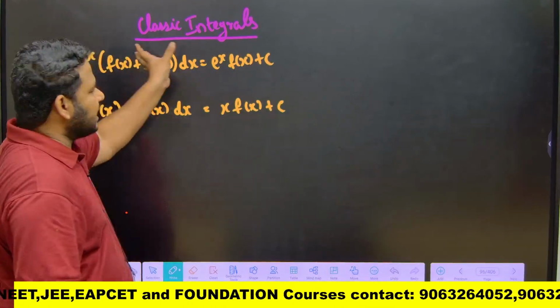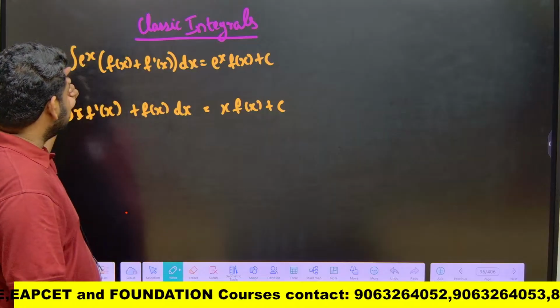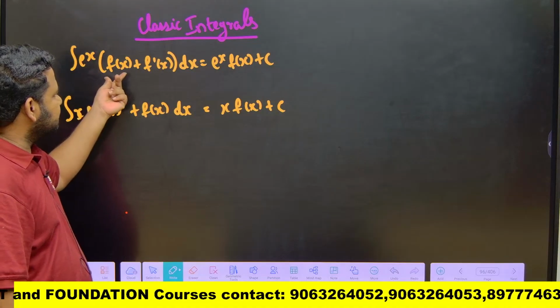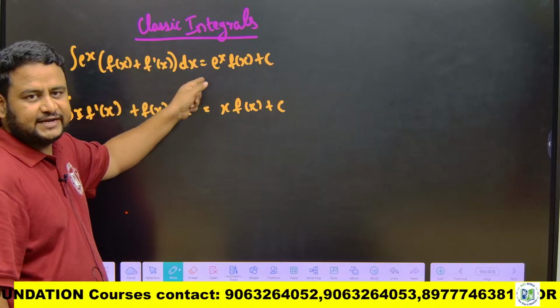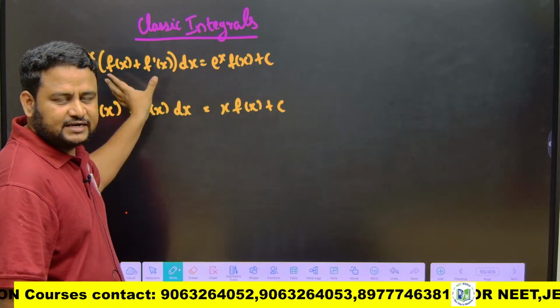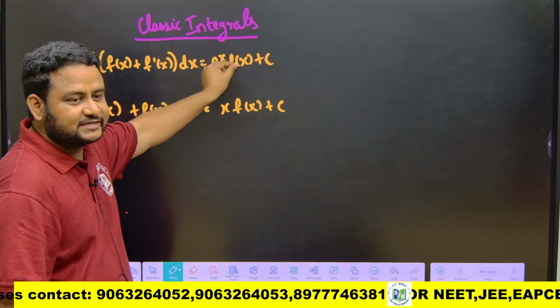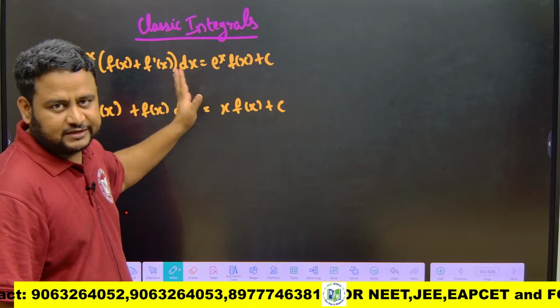So what do we mean by a classic integral? See here, it is given: the integral of e power x times f of x plus f dash of x is equal to what? It is nothing but e power x into f of x plus c. This you should note. Okay, this is a classic integral.